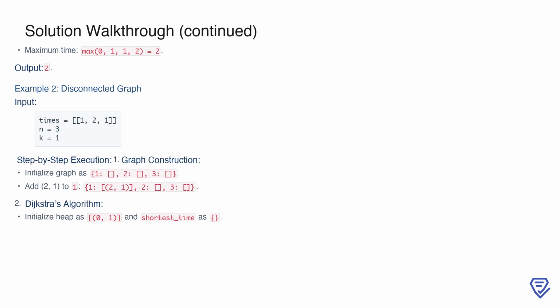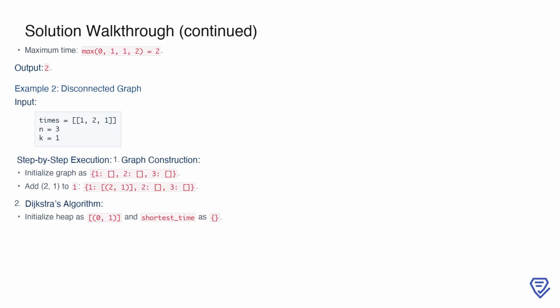We calculate the maximum value in the shortest_time dictionary, which represents the time it takes for the signal to reach the farthest node. In this case, the maximum time is max(0, 1, 1, 2) equals 2. Since all nodes are reachable, the output is 2.